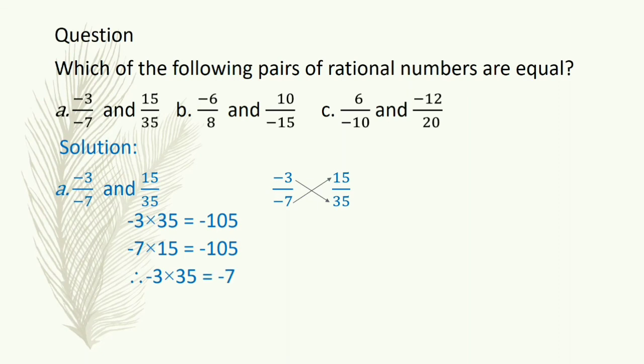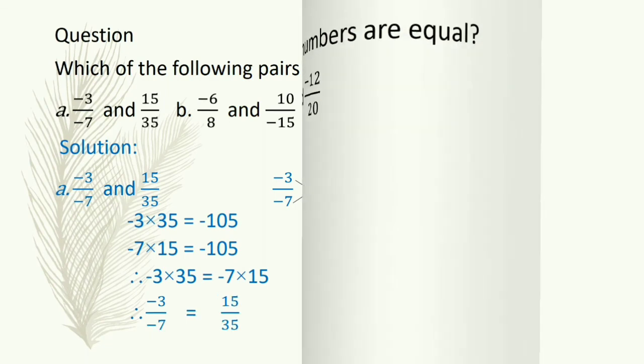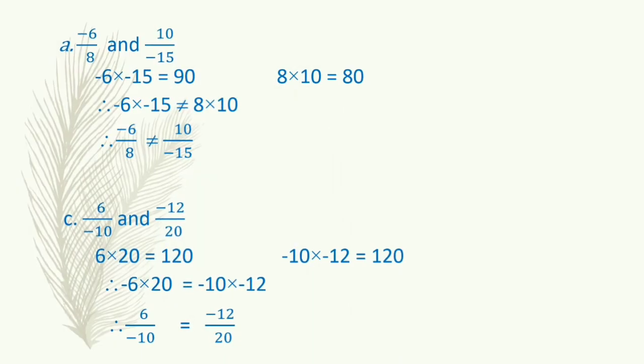Hence, we get minus 3 by minus 7 is equal to 15 by 35. By the same procedure, we get the second pair of rational numbers are not equal and the third pair are equal.